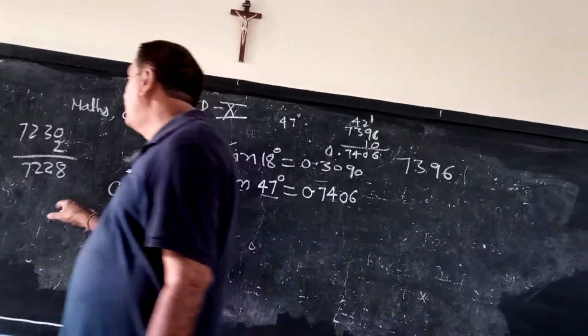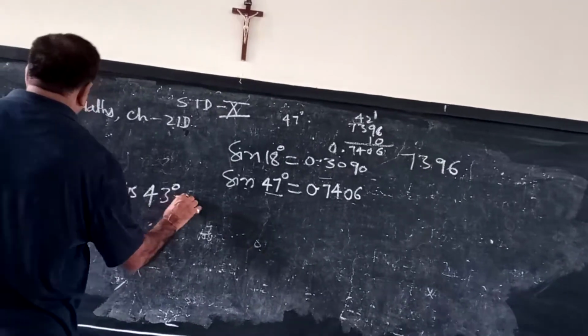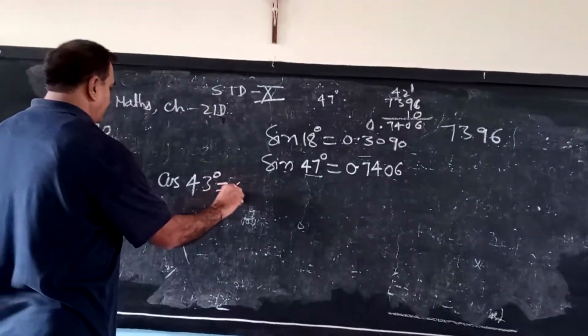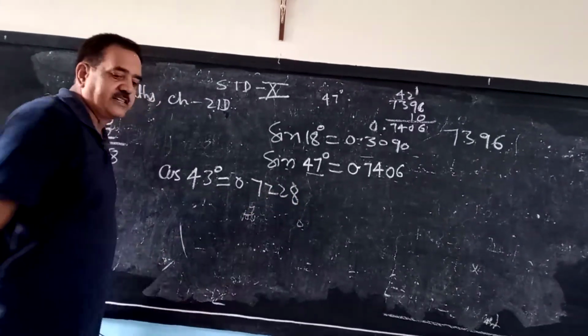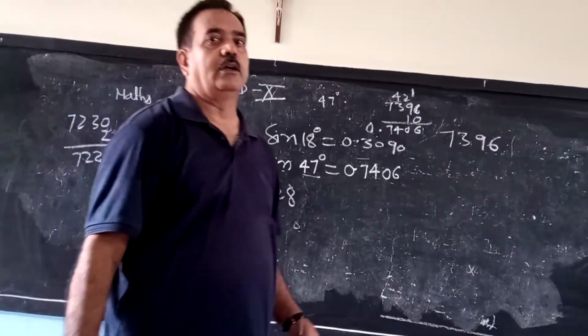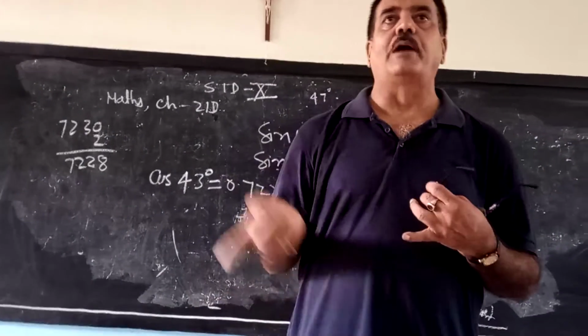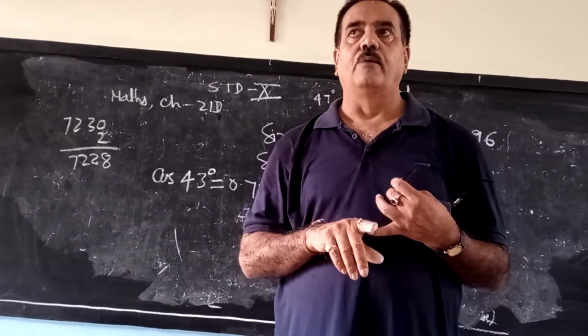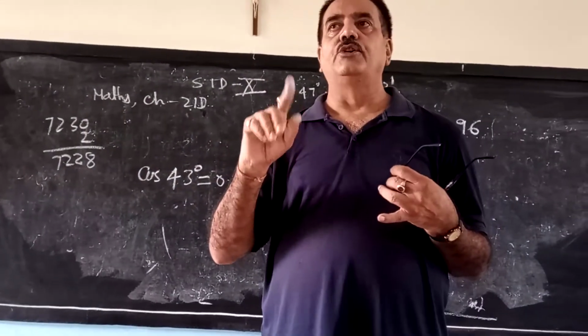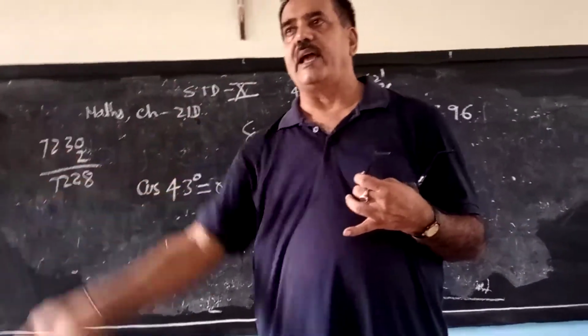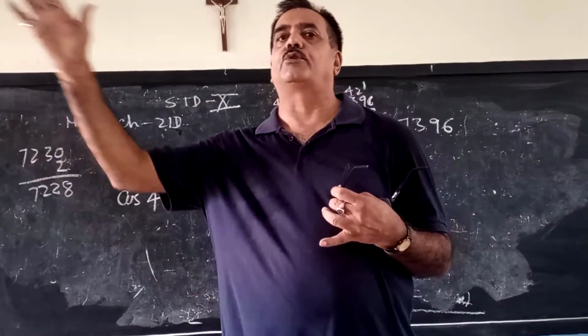So what is the value then? Value will be 0.7228. Similar case in the tan table. In tan also, the mean difference value will be added. Why? Because tan 0 is 0 and tan 90 is infinite. So it is increasing from 0 to 90.